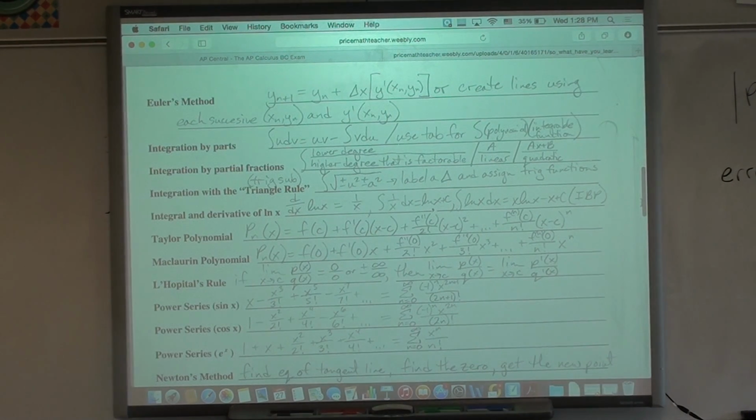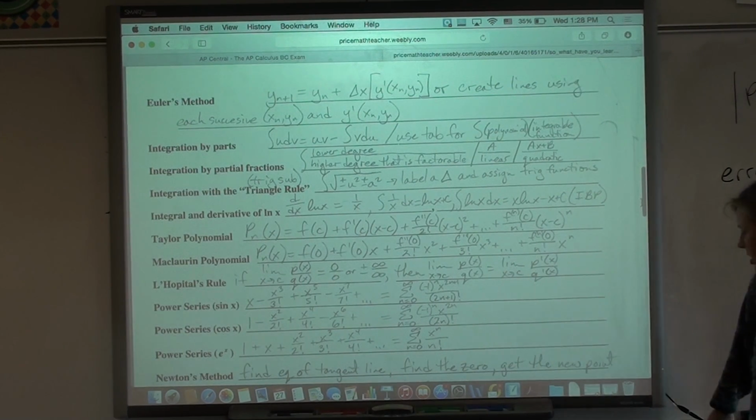Triangle rule. Triangle rule is Mr. Thomas's way of saying trig substitution, right? That's trig sub. So trig sub, to me, if I see an integral of a square root of something plus or minus something, and there's not an obvious other way to approach it, then trig sub might be your best bet.